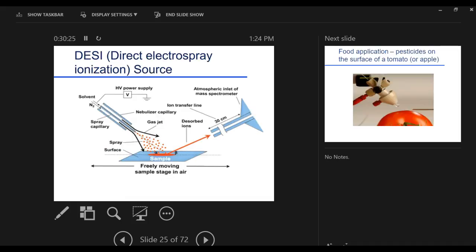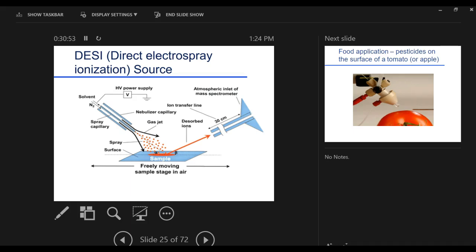This is one of the more fun ones and shows creativity on the part of researchers. DESI, desorption electrospray ionization. And so this is really neat in the sense that you have high energy coming in. We're going to be putting electrical charge energy into a solvent, and that solvent collides with our sample.